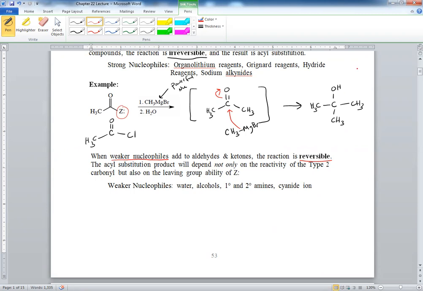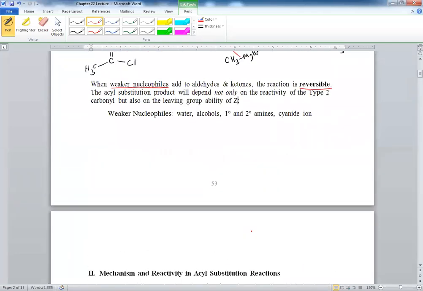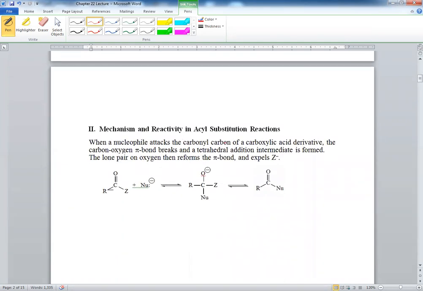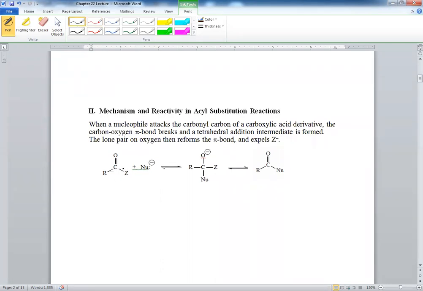So let's begin. We're going to look at the mechanism and reactivity in acyl substitution reactions. If we have this reaction right here where we have Z as the leaving group and we have a nucleophile, as you would have predicted, the mechanism is going to go this way. The nucleophile attacks and you add the nucleophile. Notice how we have equilibrium because this is a reversible reaction. You also now have the tetrahedral intermediate.